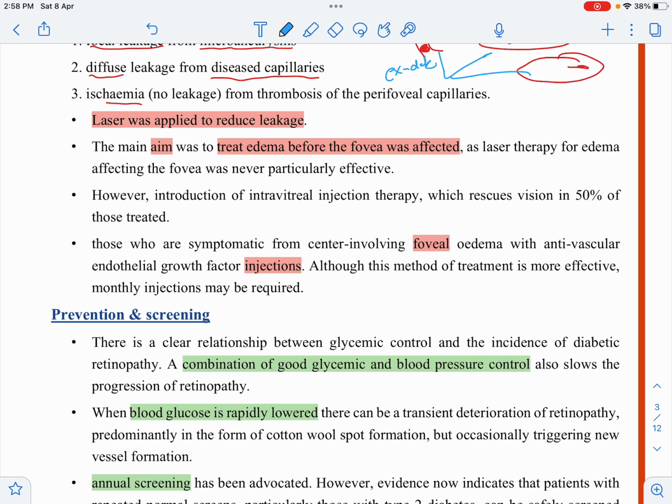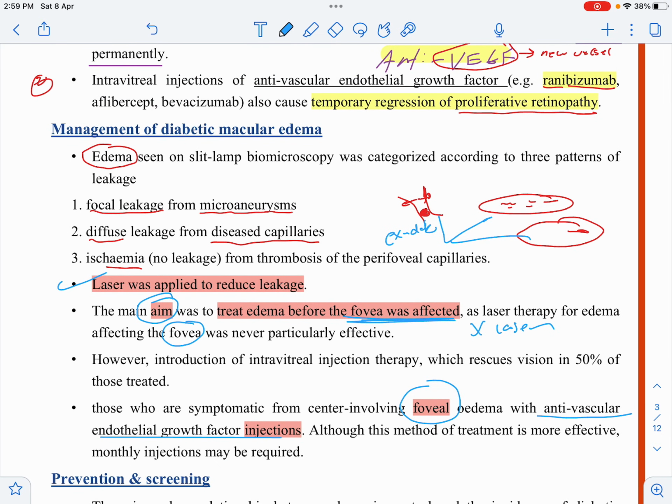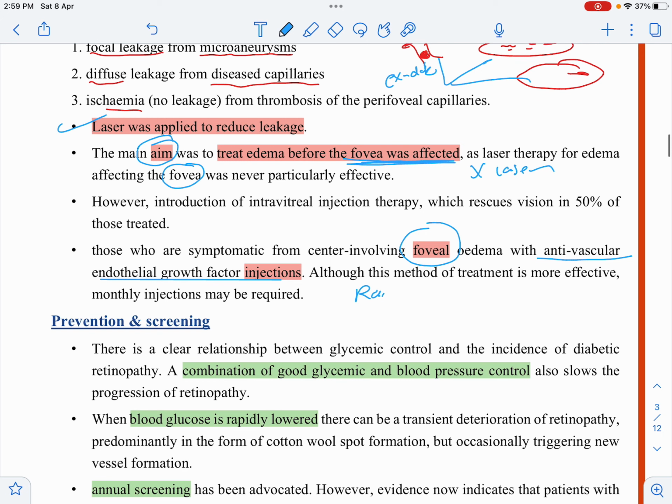The laser was applied to reduce the leakage. The aim is to treat edema before the fovea was affected. Because when the fovea is affected, there is no role for the laser. لكن ممكن أن نعالجه بالأنتي vascular endothelial growth factor injection اللي هي مثل ما قلنا قبل شوية مثال عليها الرانيبايزوماب. It is more effective with monthly injection، يعني لازم كل شهر المريض يضربه.